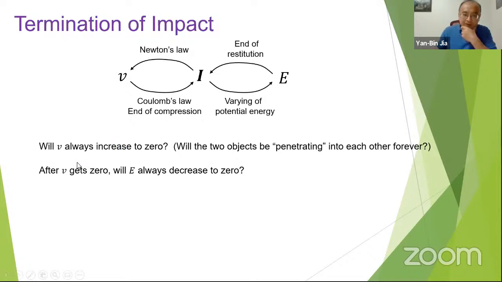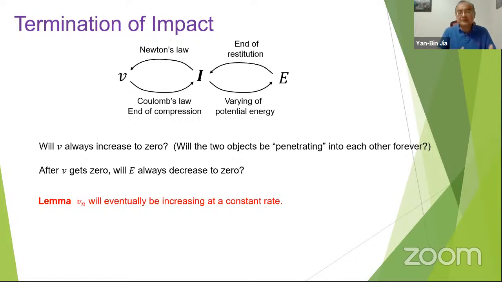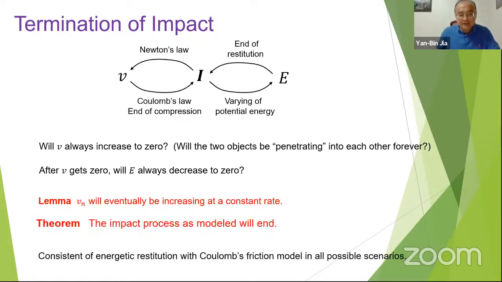Will the contact velocity always increase to zero? Because at the very beginning of the impact, it's along the inward normal direction. After it gets to zero, will the potential energy decrease to zero to end the impact? That's another thing we have to worry about. For 2D impact it is easy, using some proof you can show that the normal contact velocity will eventually be increasing at a constant rate, and building on that, we can show that the impact process will end. So Coulomb's friction and this energetic restitution law are consistent.